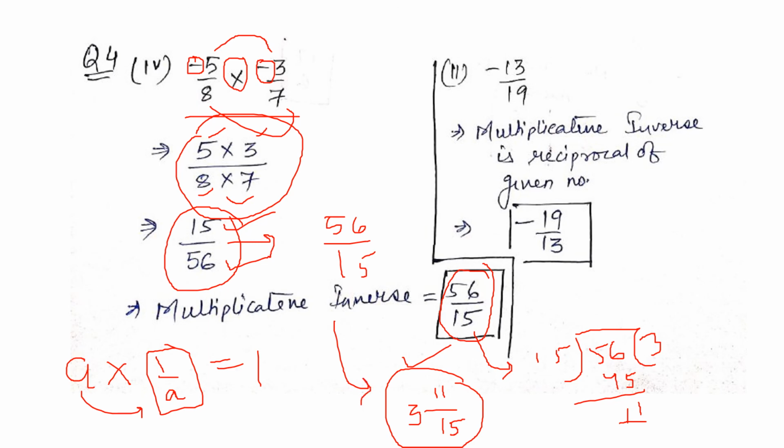So the second part is minus 13 upon 19. What is its multiplicative inverse? Just its reciprocal, that is minus 19 upon 13. That's it. If you multiply these two numbers, the answer will be plus 1. Okay.